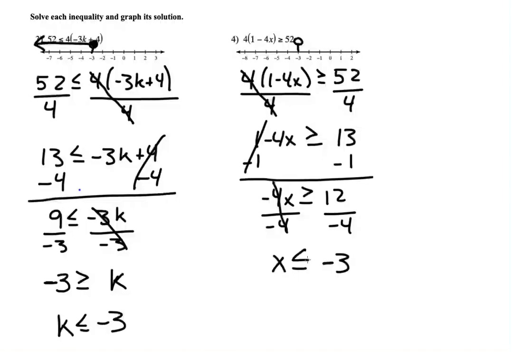x is less than or equal to negative 3. So negative 3 is a solution. I'm going to fill that in. And x is all the numbers, or the solution is all the numbers less than that, so it goes that way.